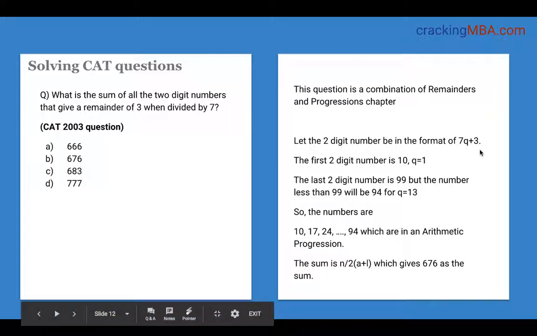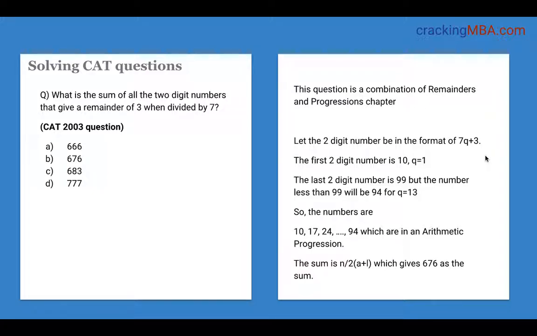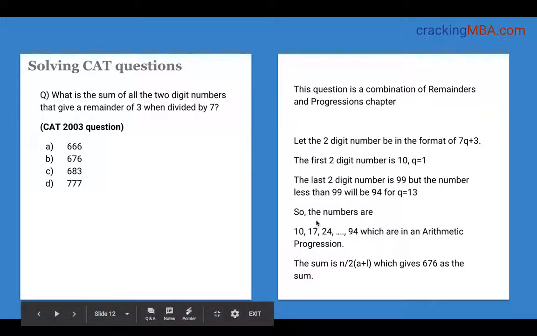This is what we saw in the remainders basics video. Now the first two-digit number is 10, and hence the value of q is 1, and the last two-digit number is 99, but the number which fits the 7q plus 3 format is 94 for q equal to 13. So you have 13 numbers, q from 1 to 13. If you substitute the values, you will get 10, 17, 24, and so on up to 94. Now this is a simple arithmetic progression, and the sum can be found as n by 2 into a plus l, which gives 676 as the sum.